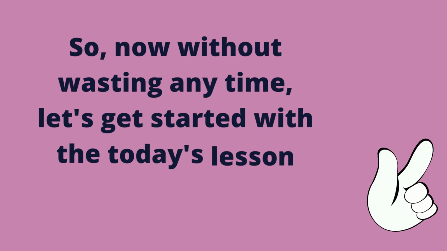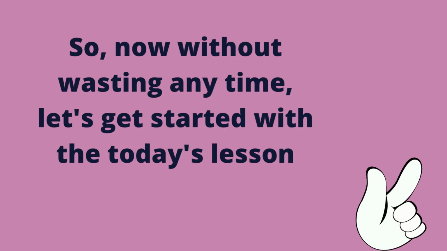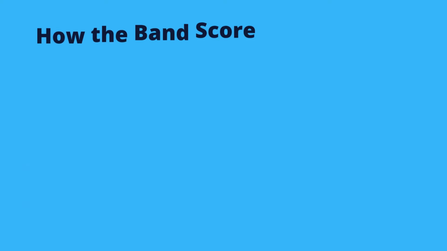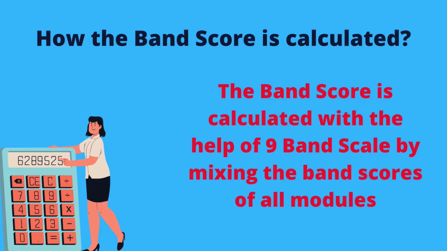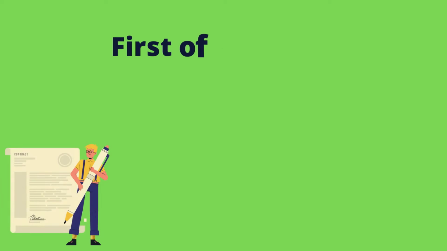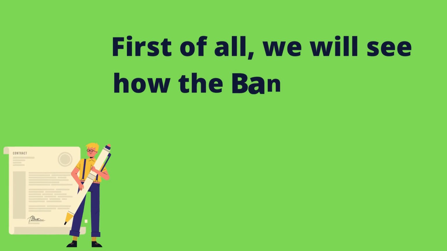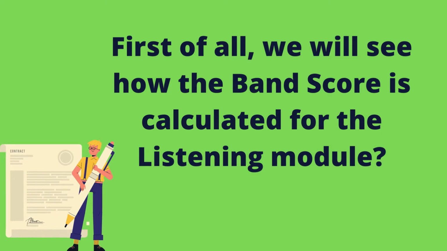So now, without wasting any time, let's get started with today's lesson. How the band score is calculated. The band score is calculated with the help of 9 band scale by mixing the band scores of all modules. First of all, we will see how the band score is calculated for the listening module.